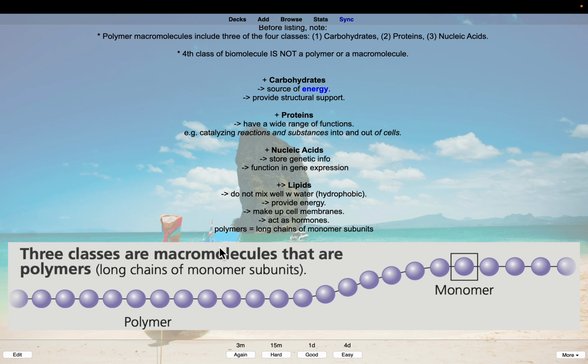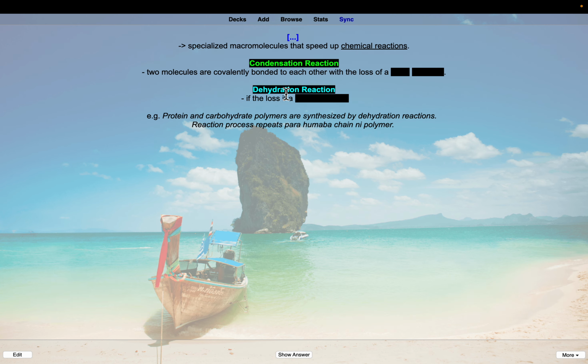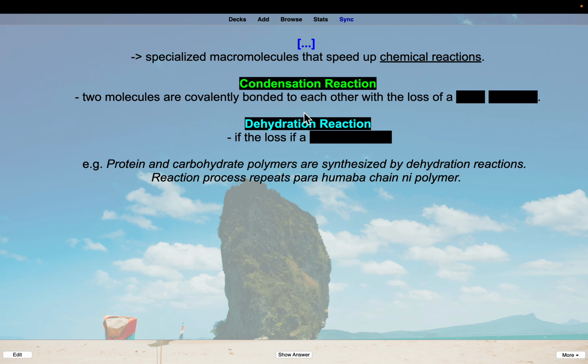Three classes are macromolecules that are polymers. So just one bead is a monomer. A combination of them is called a polymer. That's it. Okay? Condensation reaction and dehydration.